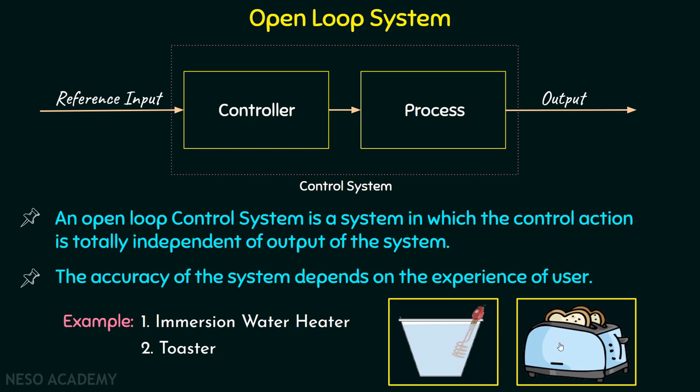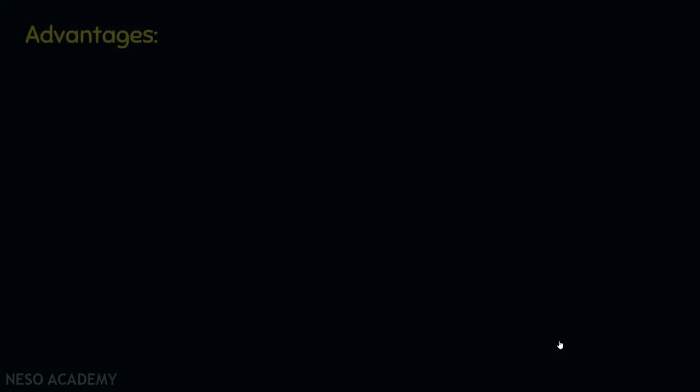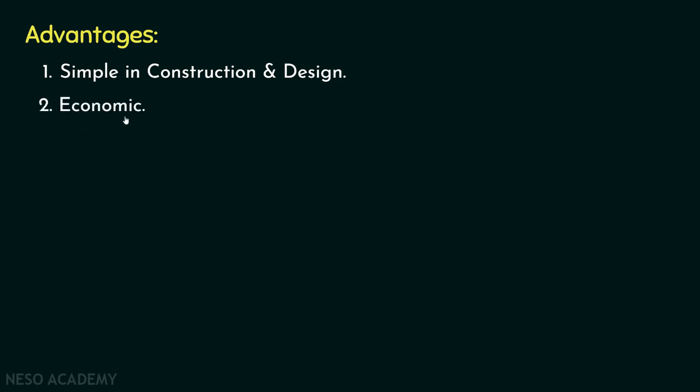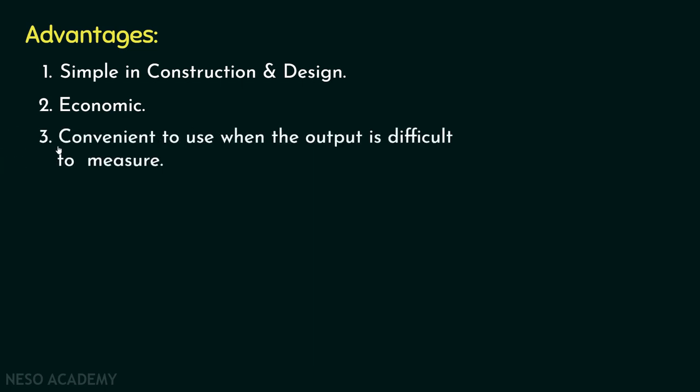So now we are done with the introduction of the open loop system. Now let's move on to the advantages of using an open loop system. The first advantage of any open loop system is that it is simple in construction and design because it does not have a complex mechanism. Also, it is economic because it does not have many elements present in it, and the circuitry is simple. Also, it is convenient to use when the output is difficult to measure.